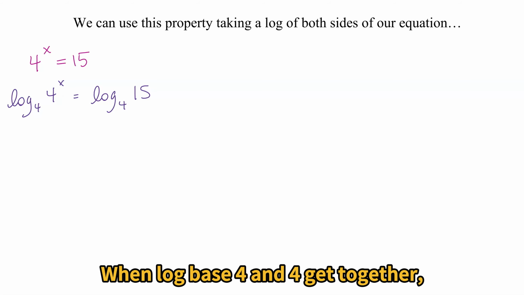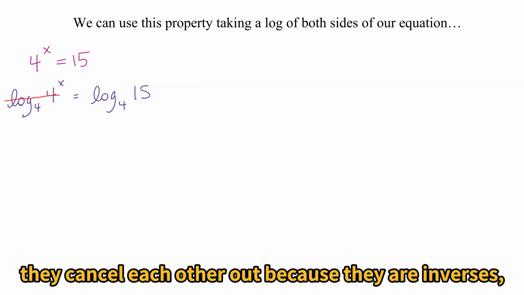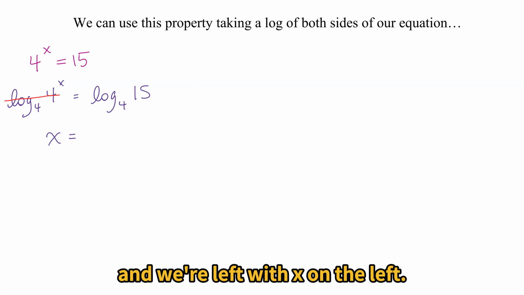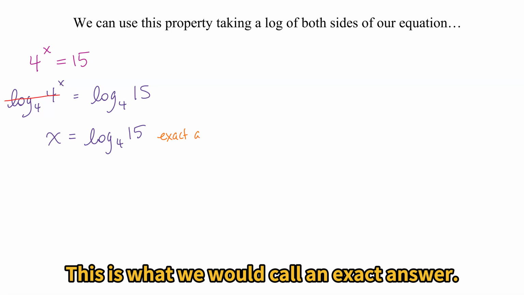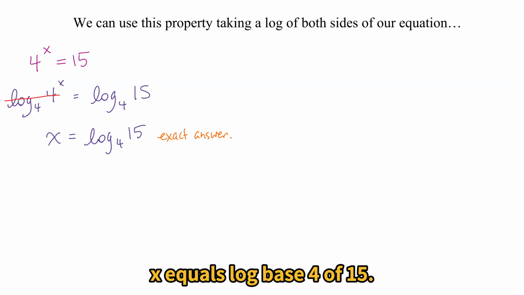When log base 4 and 4 get together, they cancel each other out because they are inverses. And we're left with x on the left. And x equals log base 4 of 15. This is what we would call an exact answer. x equals log base 4 of 15.